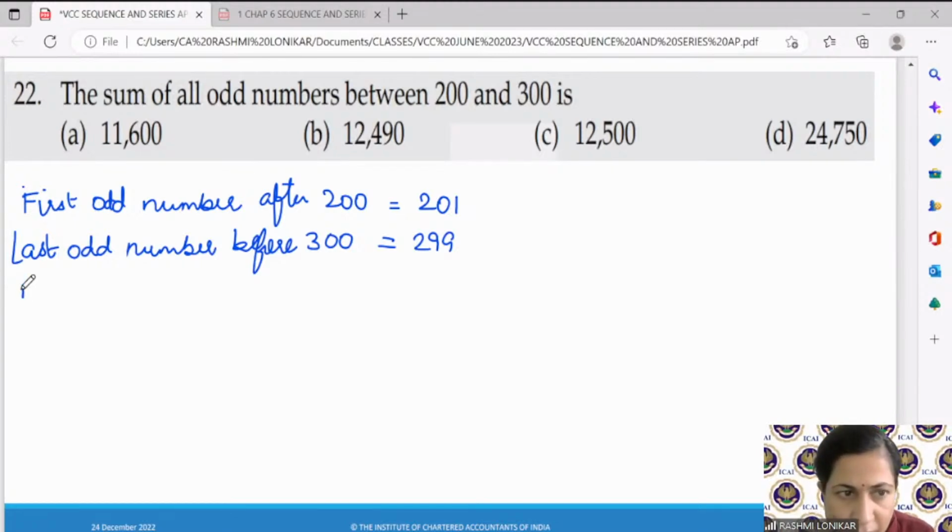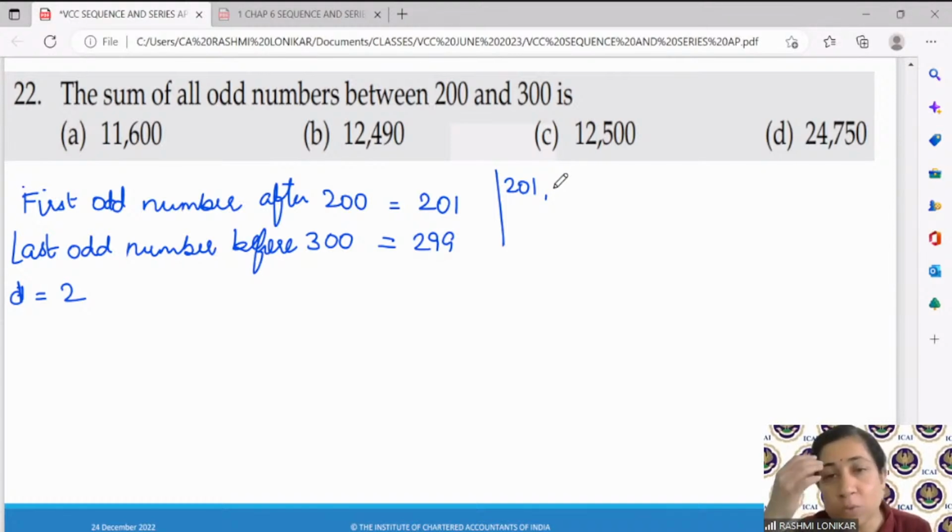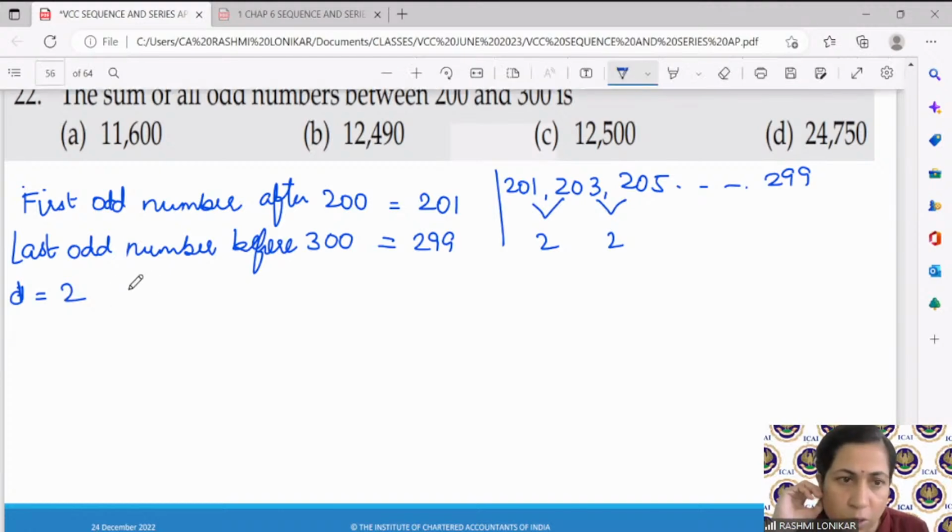What is the common difference? What is the value of D? D will be 2, isn't it? Because what will be my series? 201. If I add 1, what will happen? It will be 202. I don't want that. 203, 205, up to 299. So what is this difference? 203 minus 201 is 2. This is also 2. 205 minus 203 is 2. So D is 2. What is the value of A? A is 201.